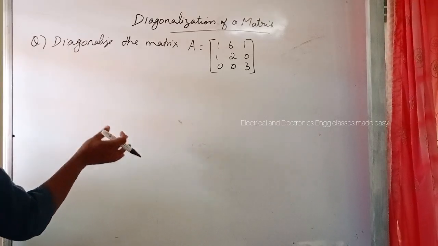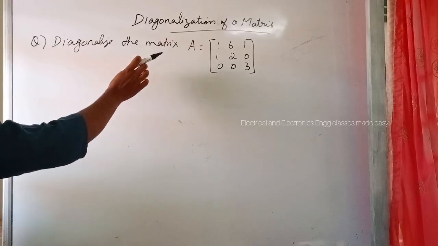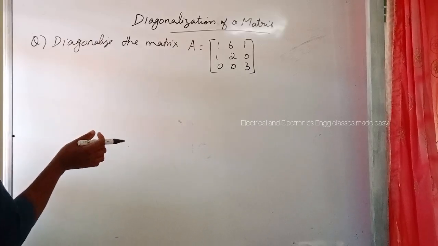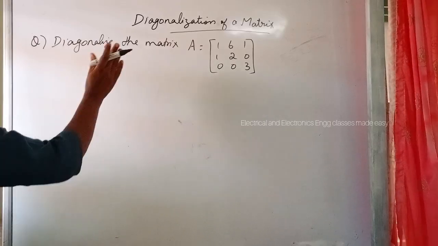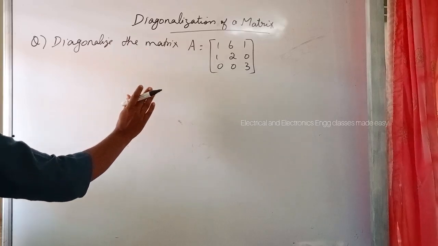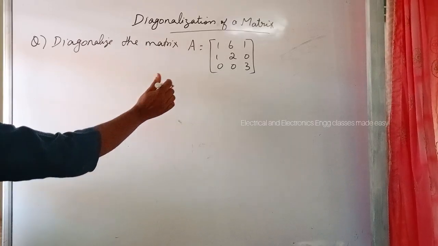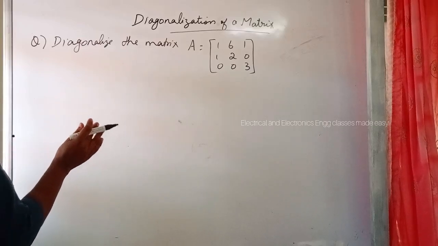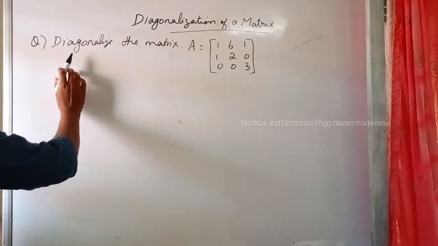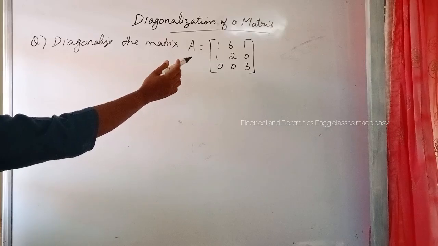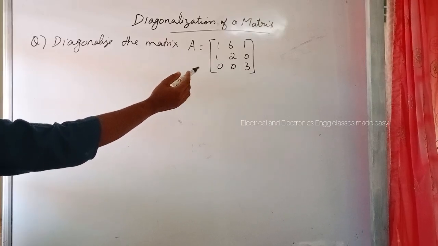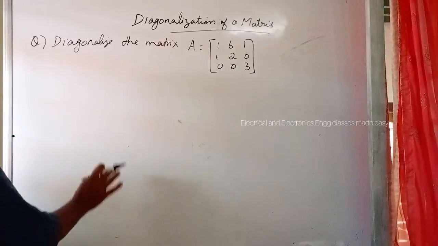Today's class is the continuation of diagonalization of matrix. In the previous class we discussed the diagonalization of a matrix of order 2 by 2. Next is the diagonalization of a matrix of order 3 by 3. Let us go through the problems. Diagonalize the matrix A equal to [1 6 1; 1 2 0; 0 0 3].